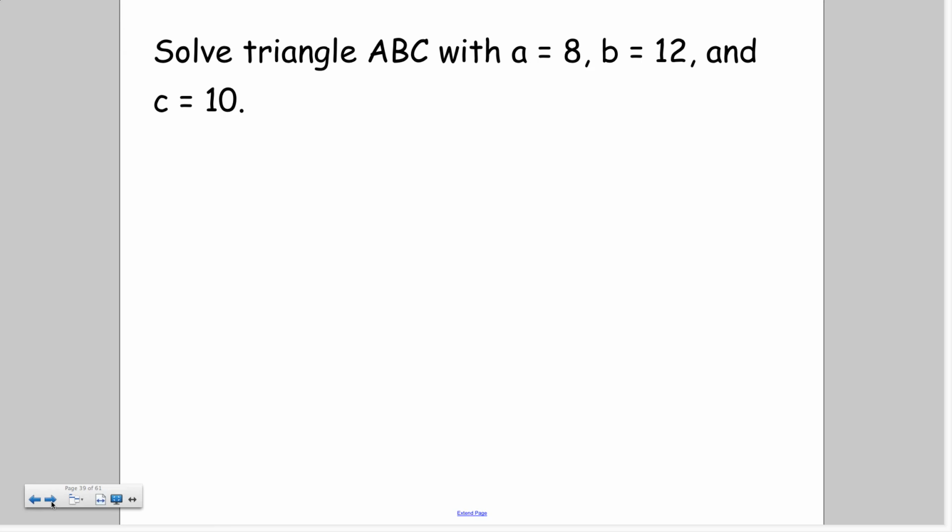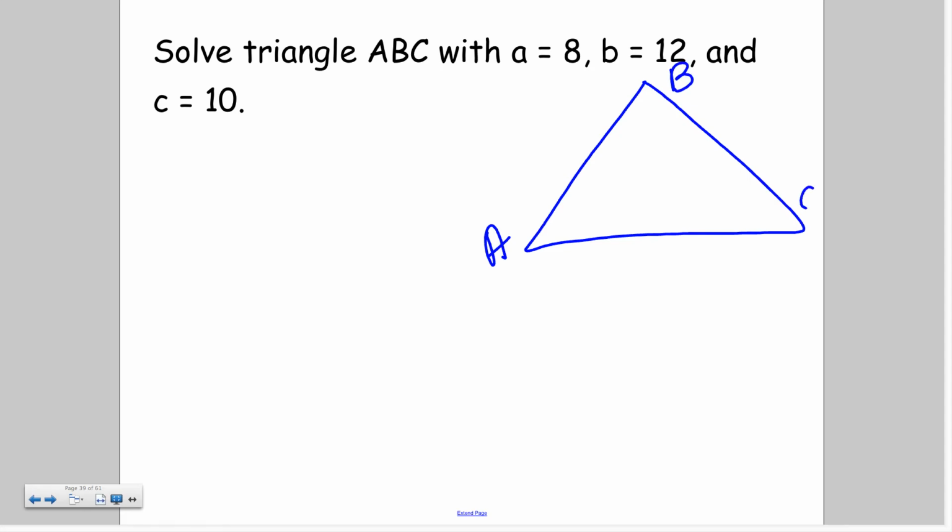Alright, this one, you're given all 3 sides. So first thing I'm going to do is I'm going to draw my triangle just to get the visual of it. So you're given A is 8, B is 12, C is 10. So I can't use my law of sines first because I don't have any angles. And I can't use the law of cosines as we've been using it because I don't have any angles, I know. But now I know all 3 sides.